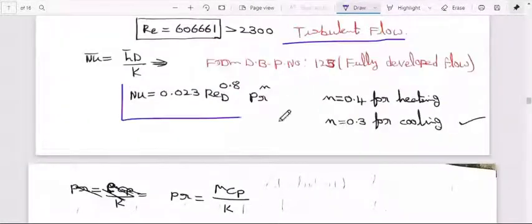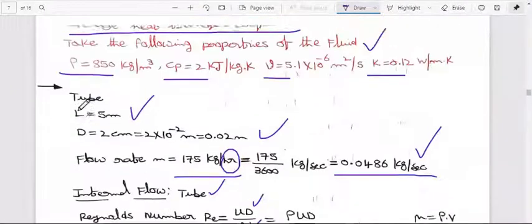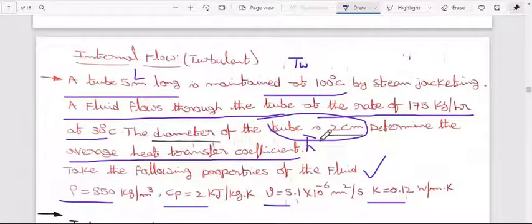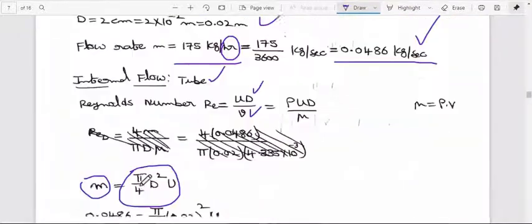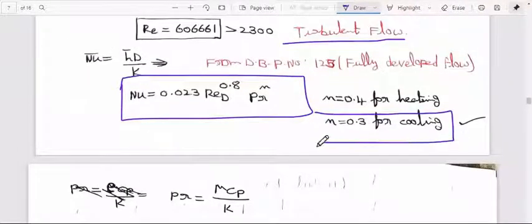So here this is the formula, Dittus-Boelter's equation. Here the fluid is passing in the tube, so the flow is 175 kg per hour. The tube is maintained at 100 degrees, and after the fluid flows through it, the temperature gradually decreases to 30 degrees. That's why I'm considering this as a cooling case, so n is equal to 0.3.